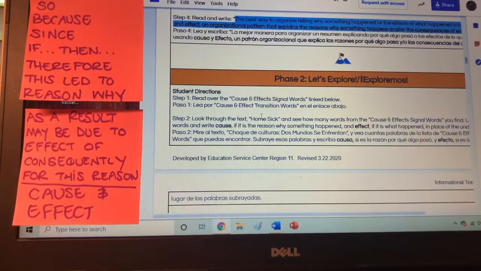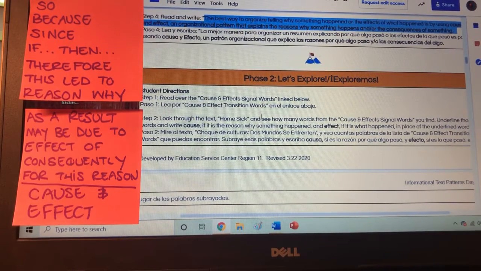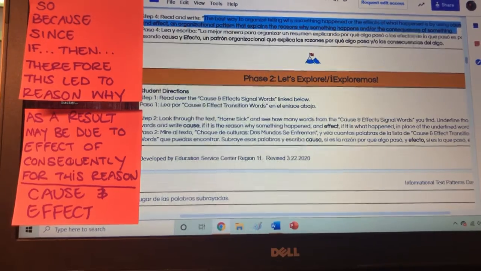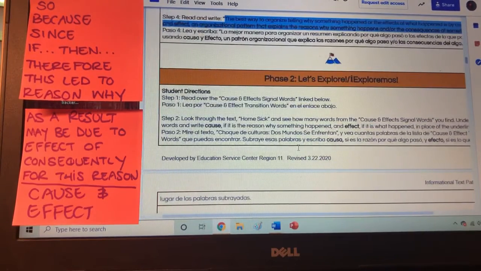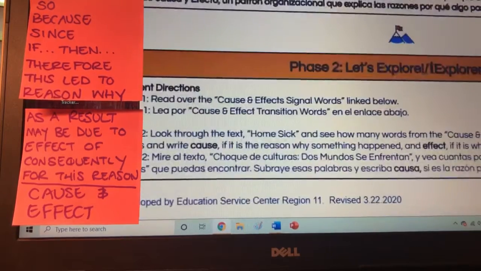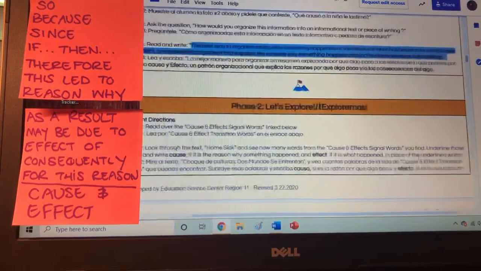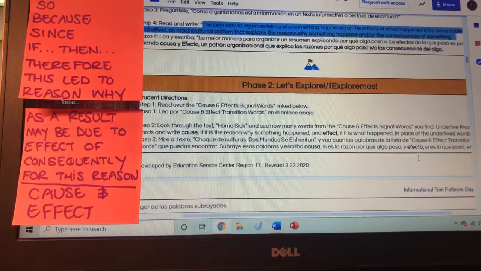Look through the text Homesick and see how many words from the cause and effect signal words you find. Underline those words and write cause if it is the reason why something happened, and effect if it is what happened, in place of the underlined words. All right, so let's read Homesick.